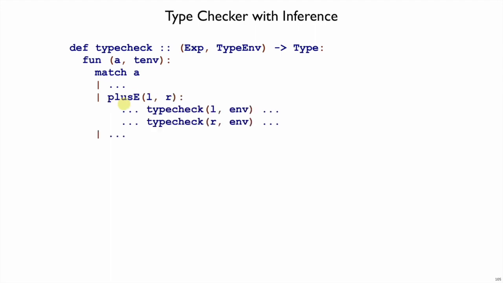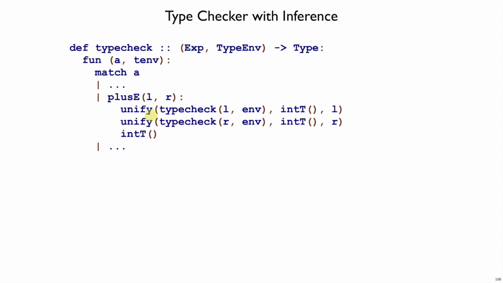In the case of plus e and multi, though, we type checked left and right, and then we checked whether those were equal to the int type before. And so now we will call unify on the result of those type check calls with int, passing along the corresponding expression in case unify finds a mismatch. It can complain with that expression.